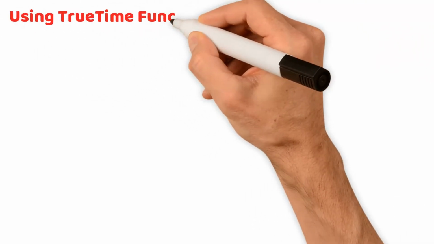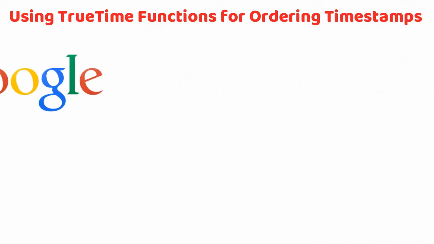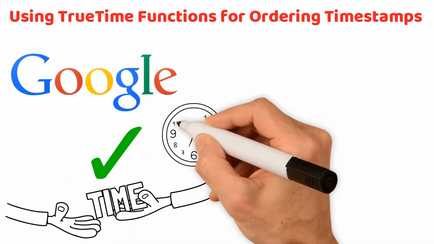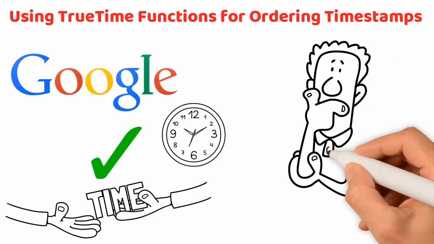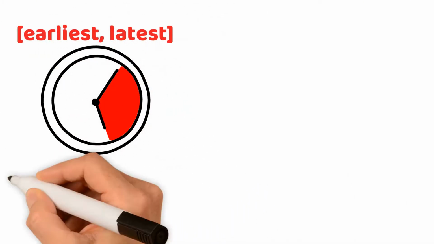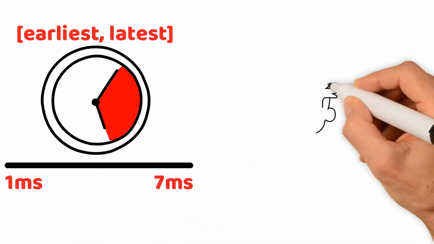Using TrueTime functions for ordering timestamps. Google's various highly accurate timekeeping techniques allows it to create TrueTime, which is actually a bounded time window of uncertainty. TrueTime is given as an interval, earliest, latest, which varies between 1 millisecond to 7 milliseconds in length.